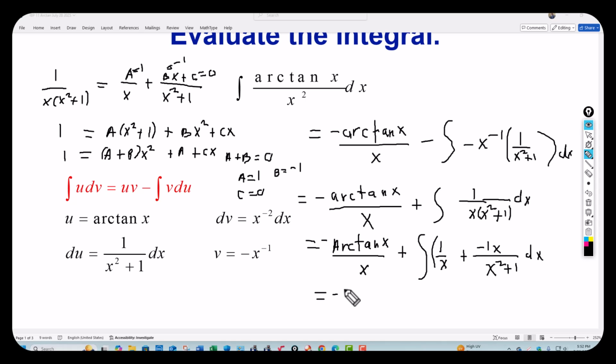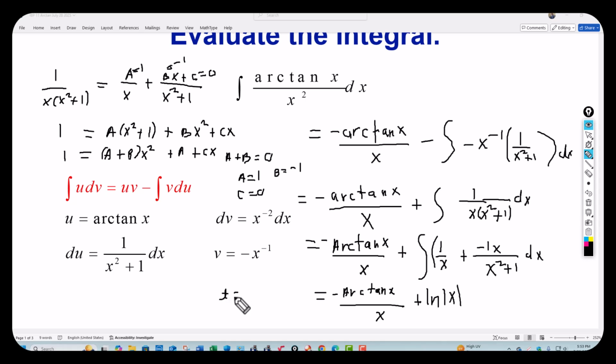So it's still got minus arctan of x over x. And the integral of 1 over x dx, that's your dx over x, or if you want du over u, that's the natural log of absolute x. And then for the second integral, this is now the integral of minus 1x or minus x over x squared plus 1 dx. Now for that one, you could use another substitution.